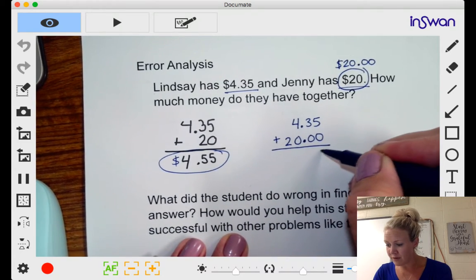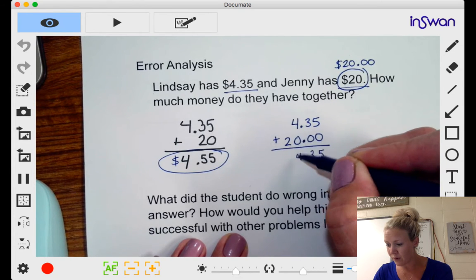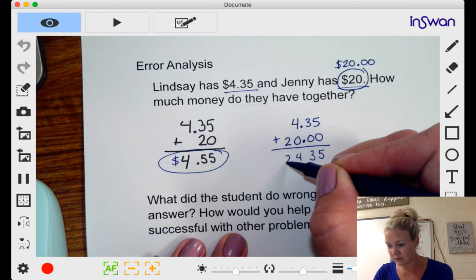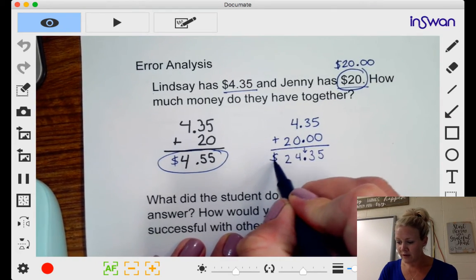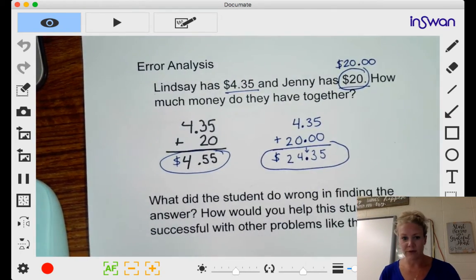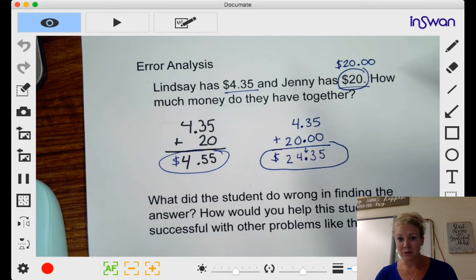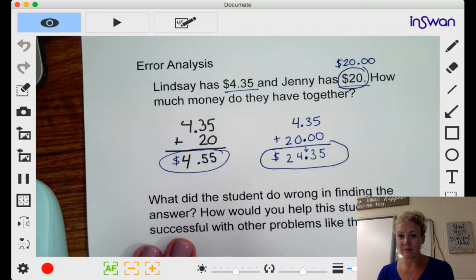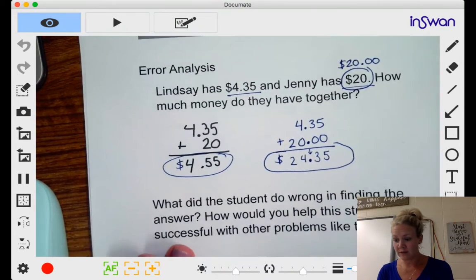So now 5 plus 0 is 5, 3 plus 0 is 3, 4 plus 0 is 4, nothing in 2 is still 2. Drop my decimal on down. Makes more sense that together they have $24.35. So it is so important for you to line up your decimals when adding decimals. If there isn't a decimal, you need to find a way to include one. It always comes after the number, and you don't change a number by adding zeros to it.